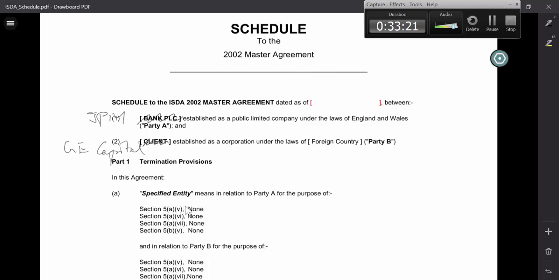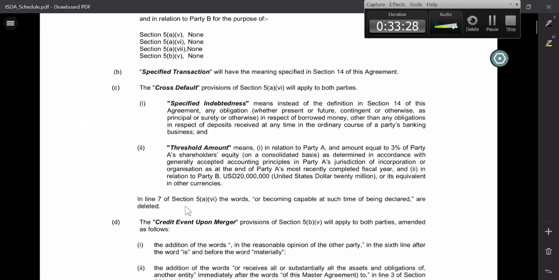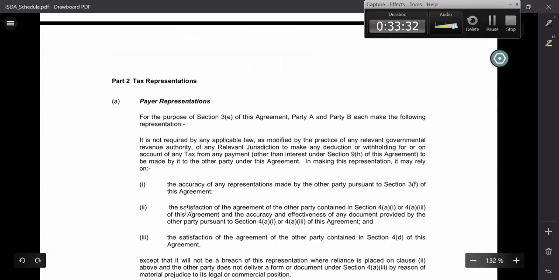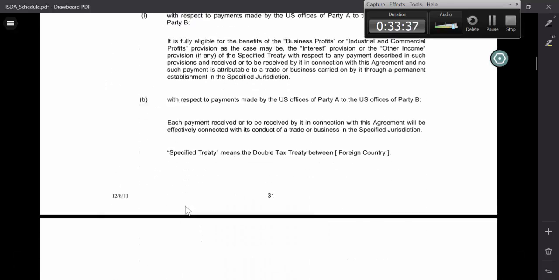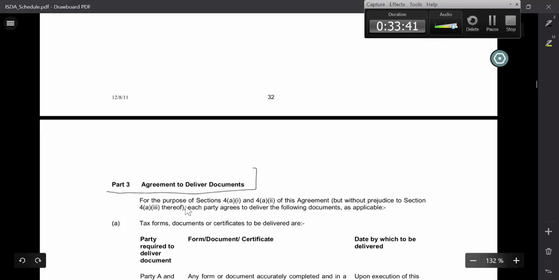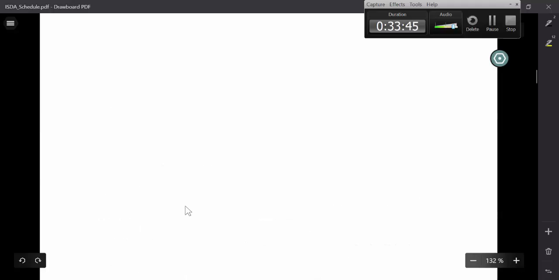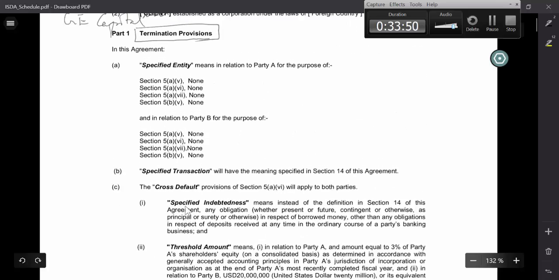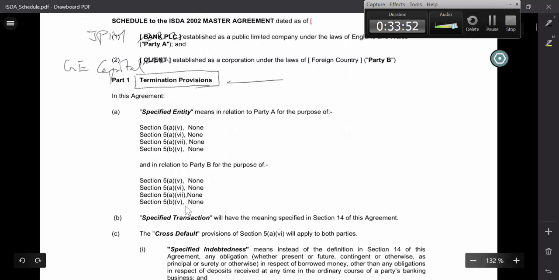Now, the schedule has 5 sections, and is by far the most important document here. So part 1 is called termination provisions. I will explain what these things are. Part 2 is called tax representation. This is all in your notes. Part 3 is called agreement to deliver documents. I want to talk about this one and the first one in some detail. The other ones are not so interesting.